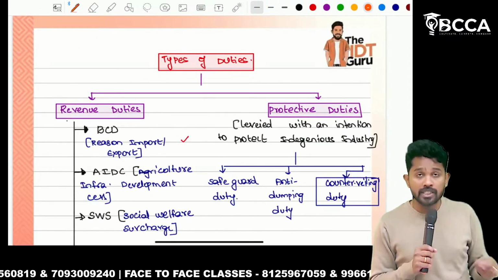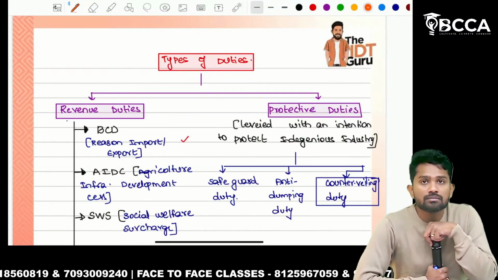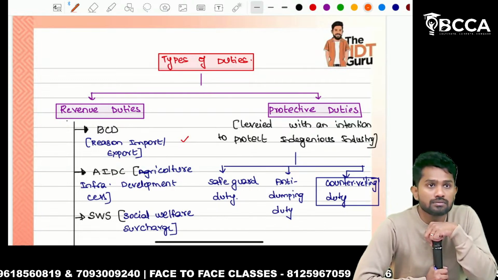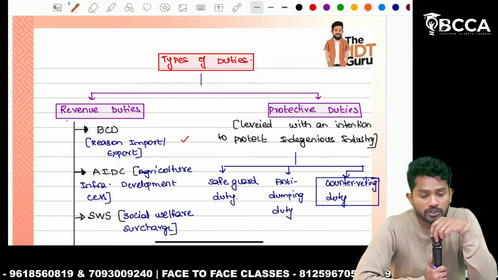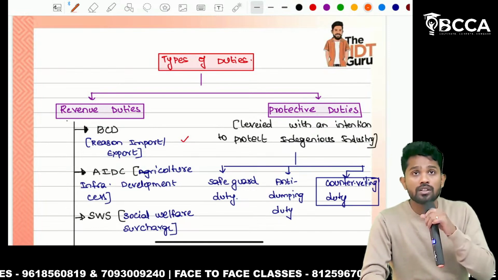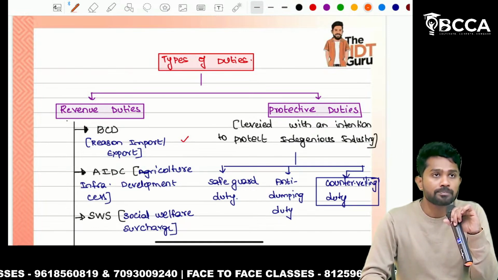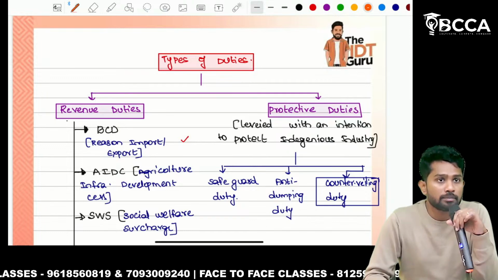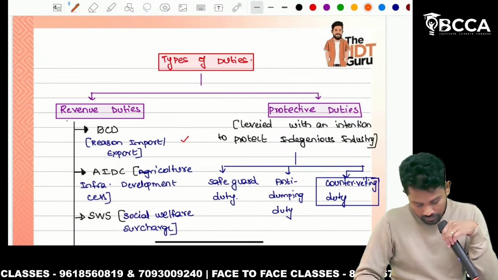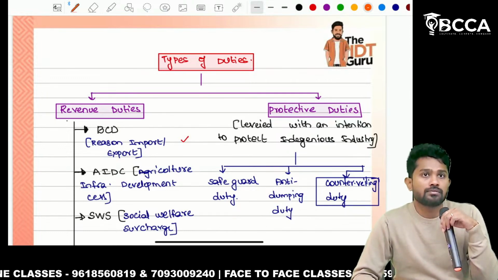Types of duties. So now we are going into the types of duties.